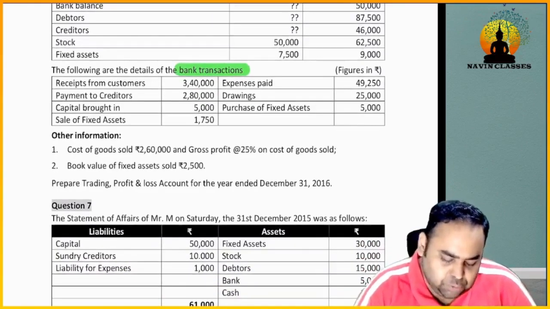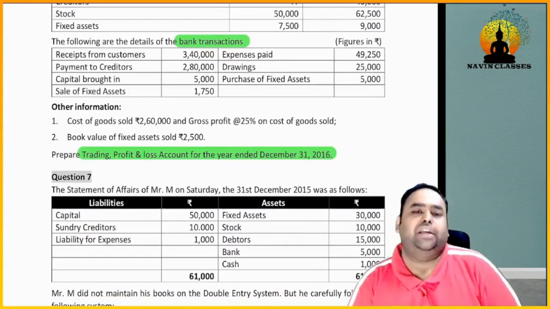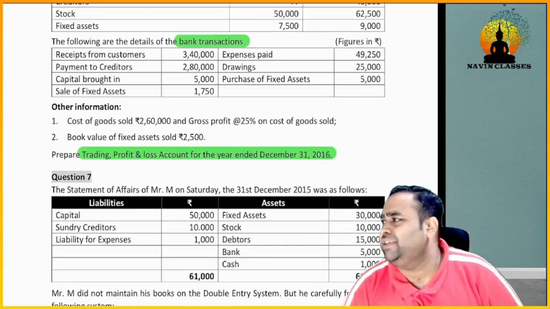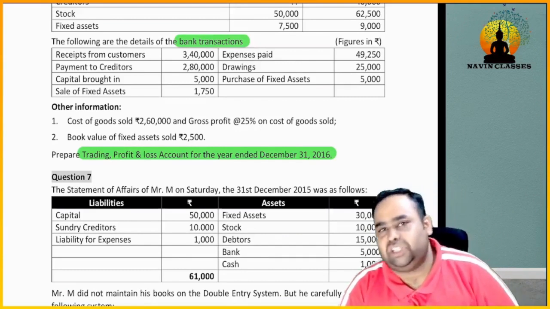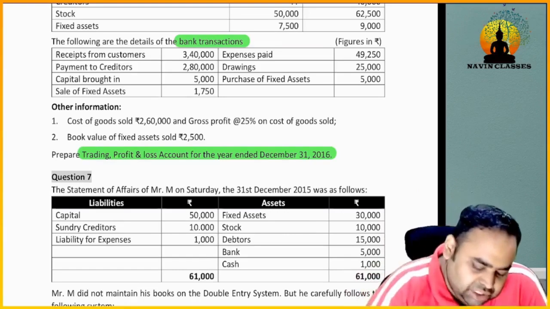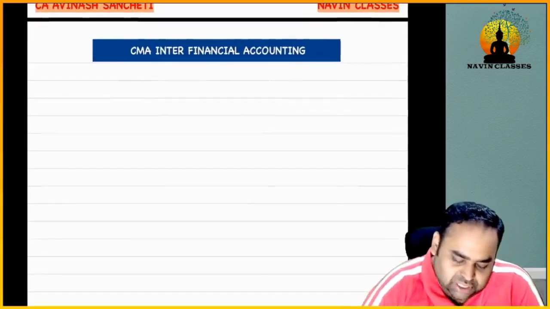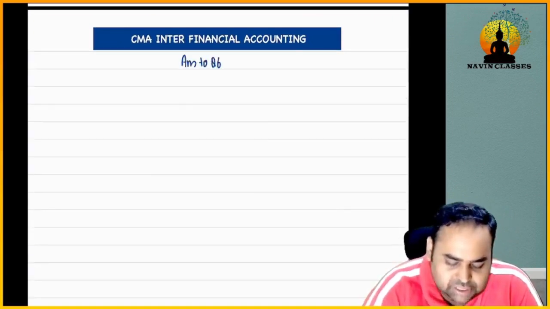Other information includes a few points, and it says to prepare the trading P&L account for the year ended 31st December 2016. The balance sheet wasn't required, but if you prepare it, it will be good and you'll also get to learn things. You mainly had to prepare the trading P&L account. Okay, so next we have the answer to question 6.